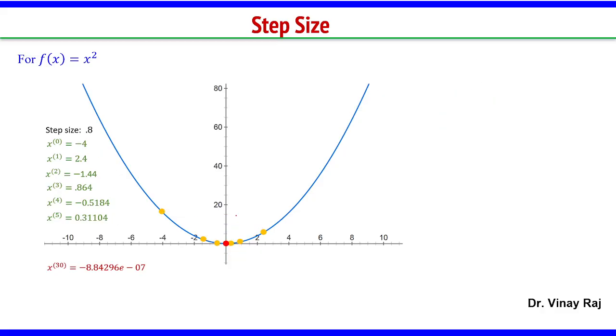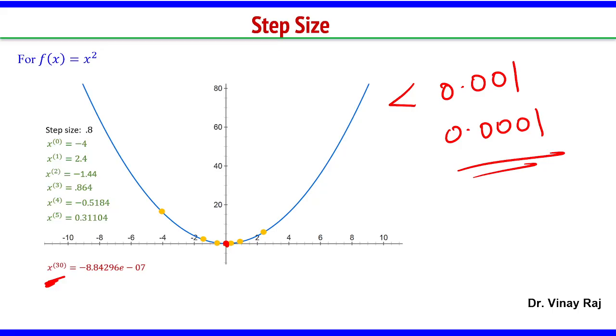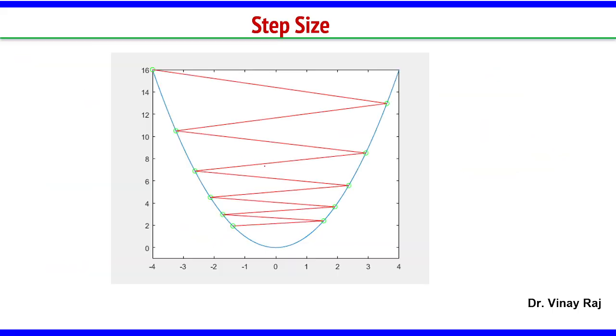So, we have seen how the value is changing. After 30 iterations, I got something which is very equivalent to 0, not exactly 0, equivalent to 0. How long should I do this? Until I get a value very close to that, something less than 0.001, or we can define this 0.001, right. So, see here, if I choose the step size, how it is iterating from this point, how with different step sizes it converges to the actual point, right.